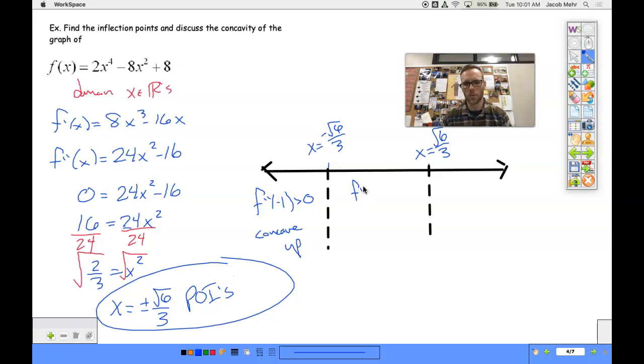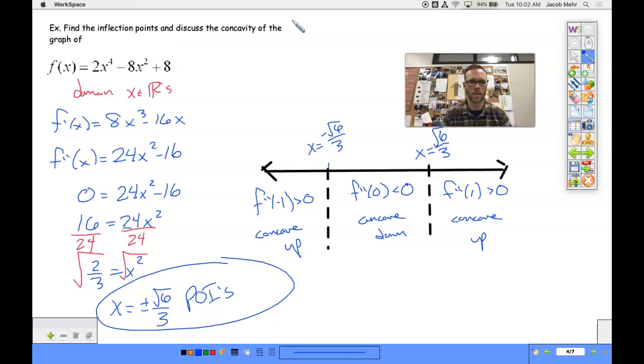Let's pick a value between these two. 0 would be the easiest. Put 0 into the second derivative. It's negative, so it's concave down. Let's put a value in above root 6 over 3, like positive 1. And that second derivative is positive, which tells us it is concave up.